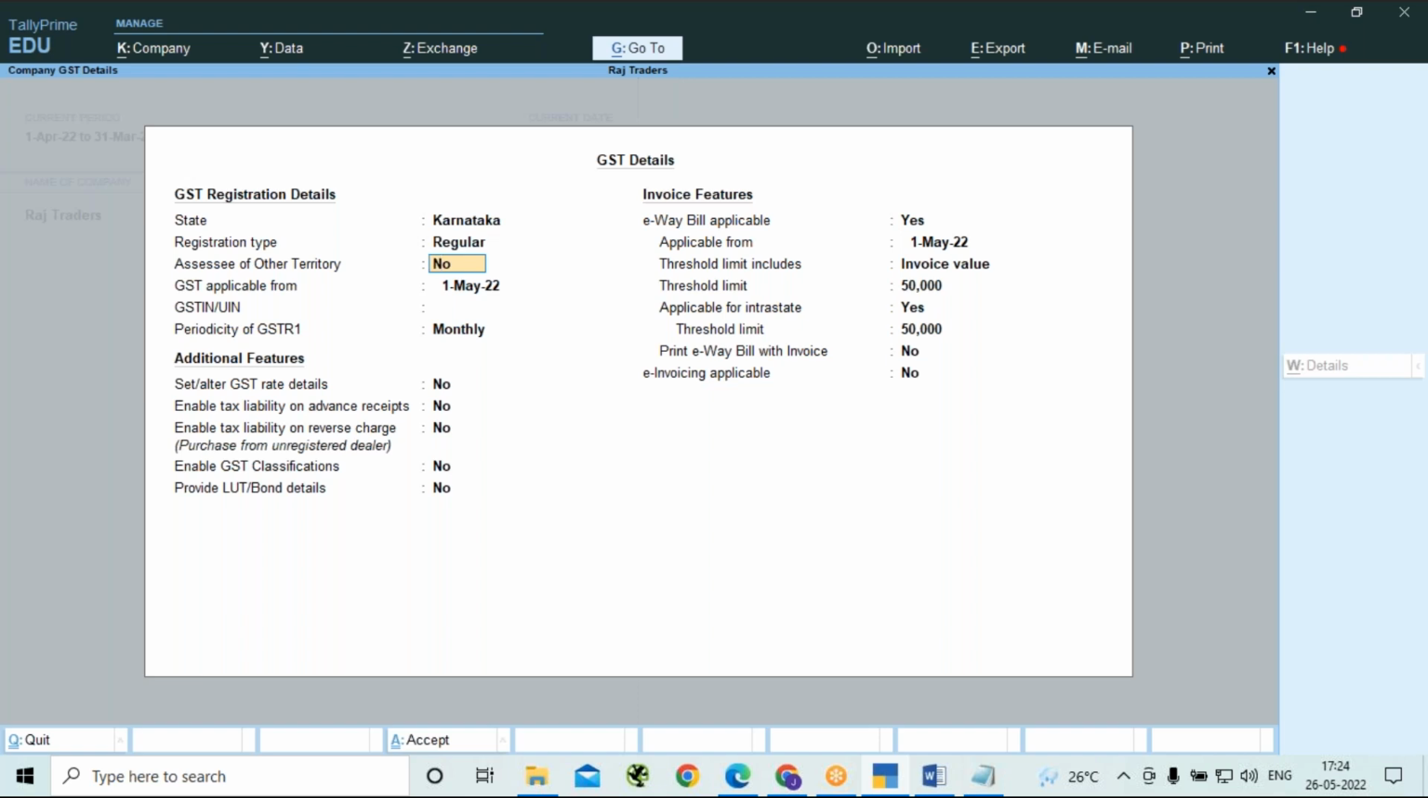So for my state, union territory information is not applicable. Let me enter next. GST is applicable from, by default it has taken the date of the starting of the books of the financial year, so the books beginning date. You can enter any date, but it should be after July 2017, that is after the implementation of GST. By default it has taken 1st May, let it take it the same way.